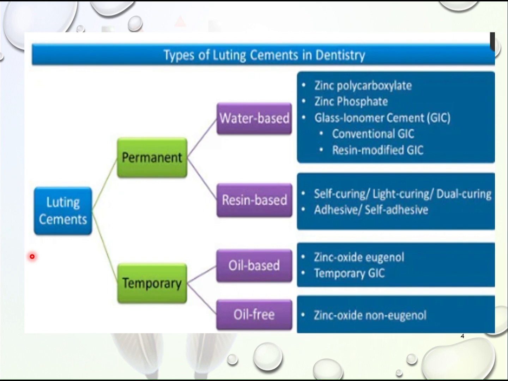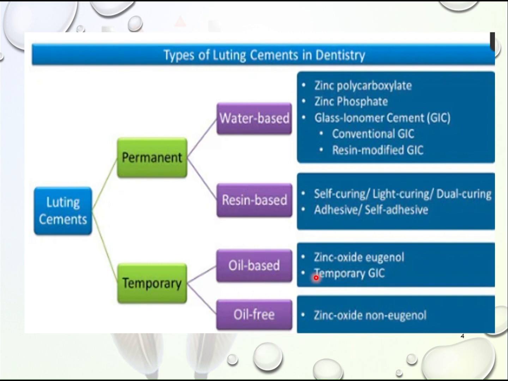Then we'll briefly run through the luting cements. The main seminar is on bonding agents, but we'll also see briefly about luting cements. There are different cements based on permanent and temporary classification. We have water based, resin based, oil free. In permanent, we have zinc polycarboxylate, zinc phosphate, GI based cements, and resin cements.